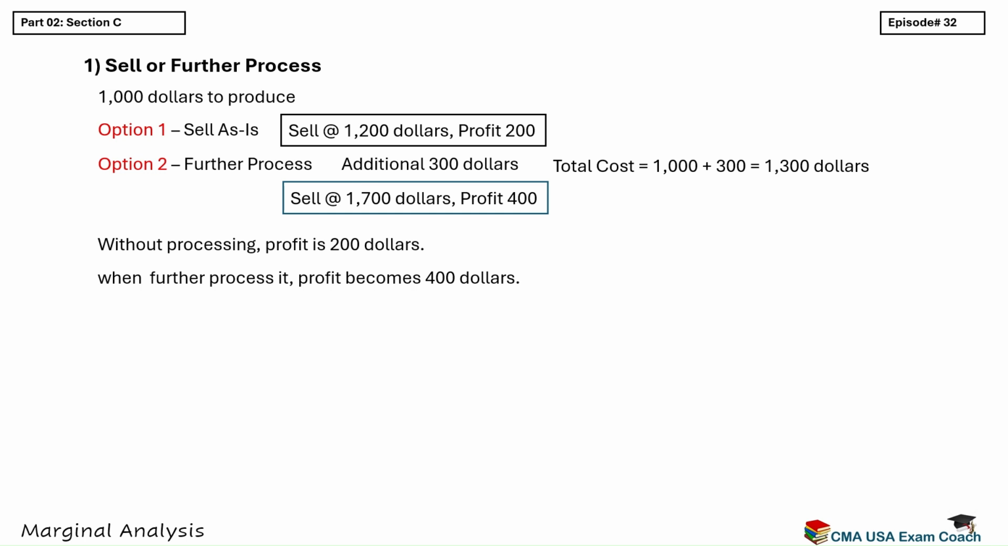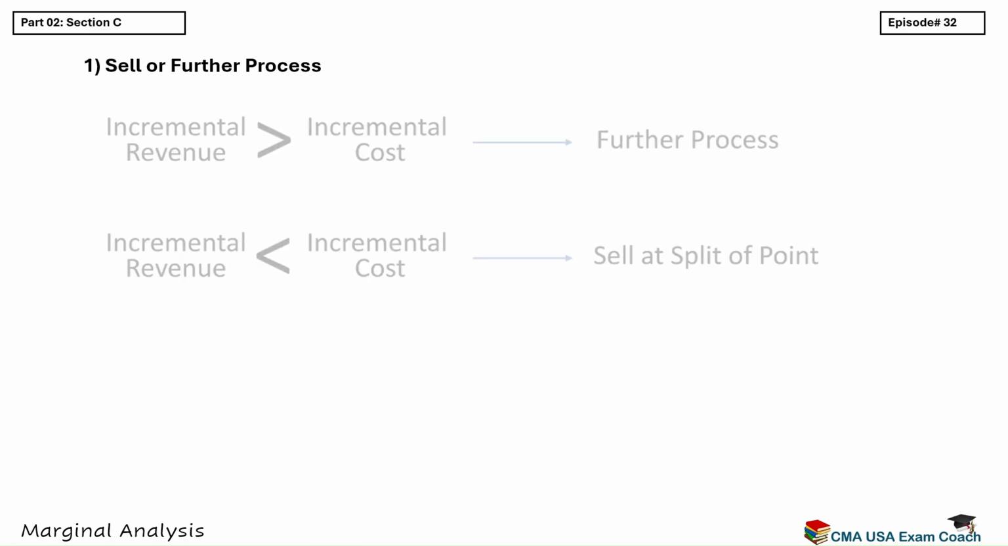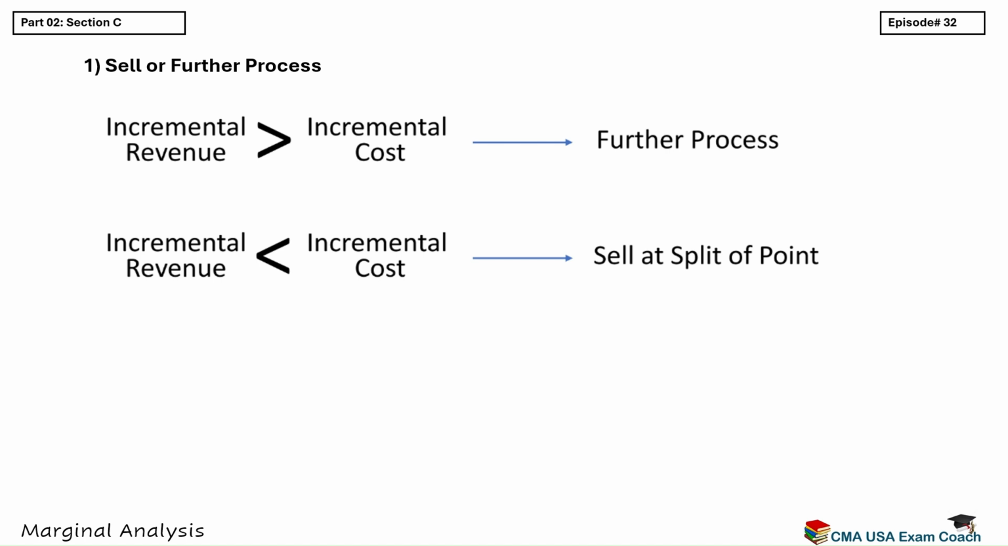This is exactly how marginal analysis works. We compare the additional revenue with the additional cost, and if the benefit is higher, we go for it. Let's now summarize the whole idea of further processing using a simple decision rule. In the slide, you can see two possible comparisons. Case 1. Incremental revenue greater than incremental cost. In this case, the extra money you make from selling the further processed product is more than the extra cost you spend. That means it's profitable to process the product further. So the right decision is further process.